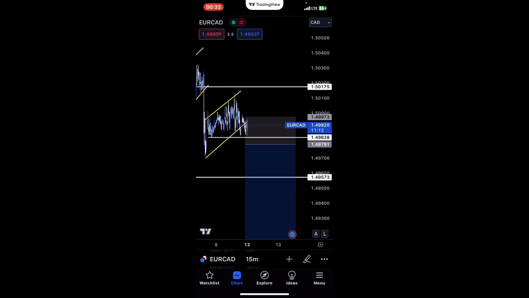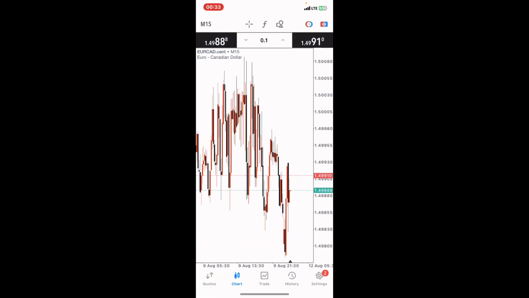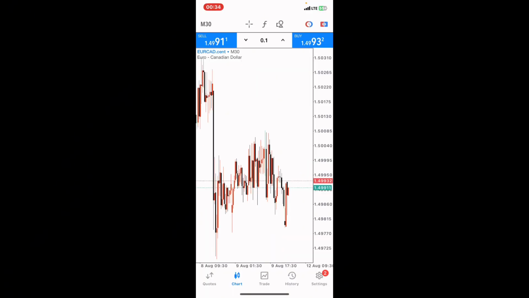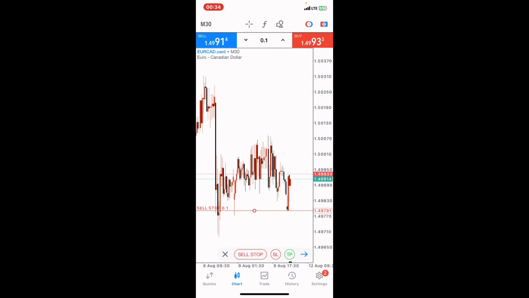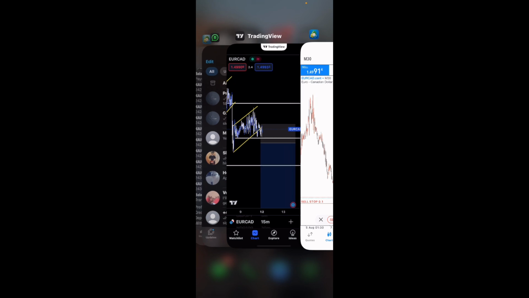So here the price is at what? 1.49791, right? EuroCAD 1.49791, right? So it's the spread on this thing, bruh. 1.49791, right? This is where the sell stops are, right? So basically we are going to take our trade there. Just check if I'm correct.